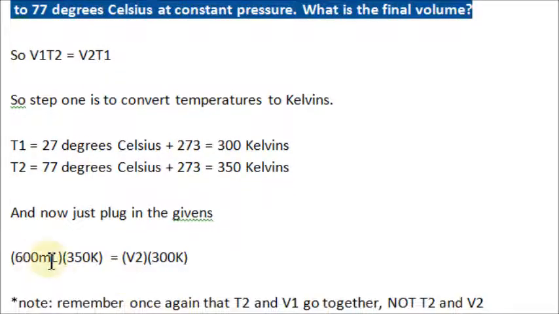So V1, 600. T2, not T1, T2, 350 equals V2 times T1, 300. Make sure you remember that T2 and V1 go together, not T2 and V2. Opposites in this case. The 2's go with the 1, not with each other. And the 1 goes with the 2, not with the 1. If that made any sense.